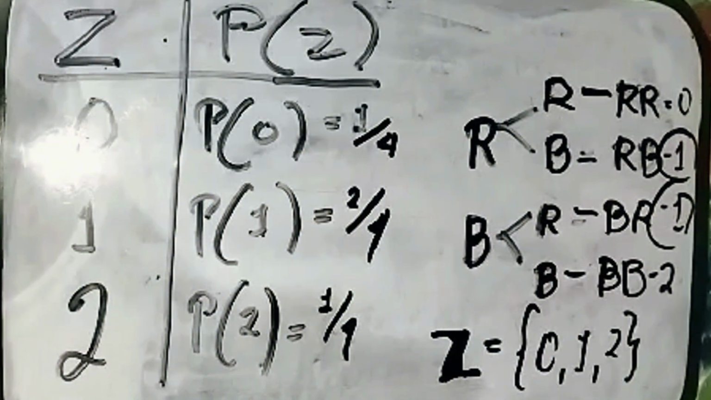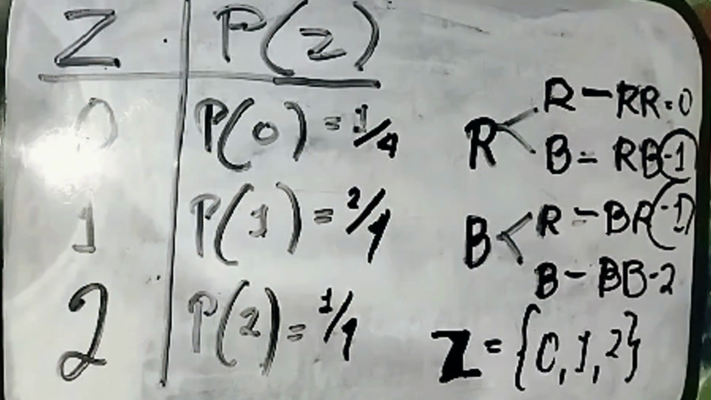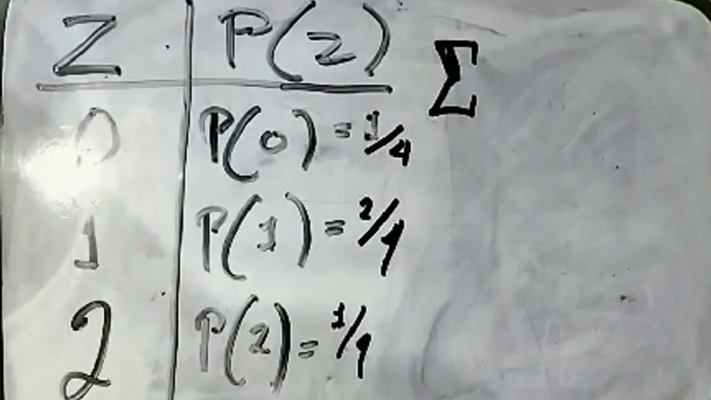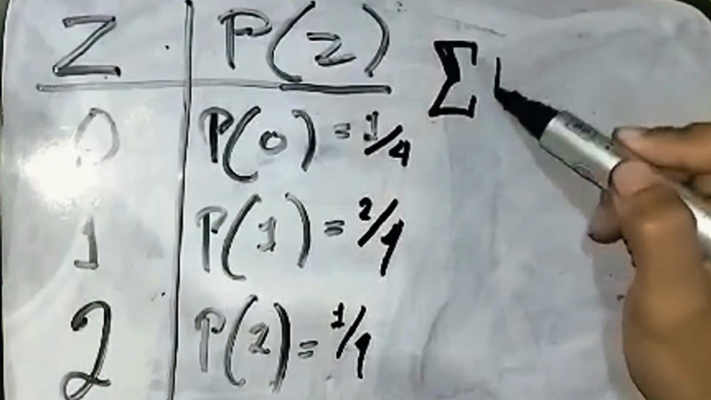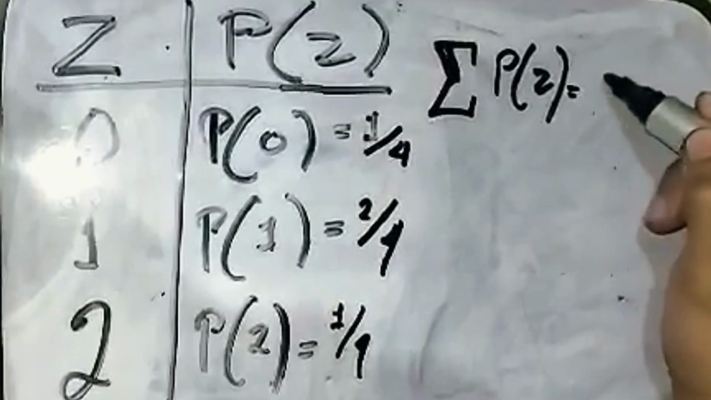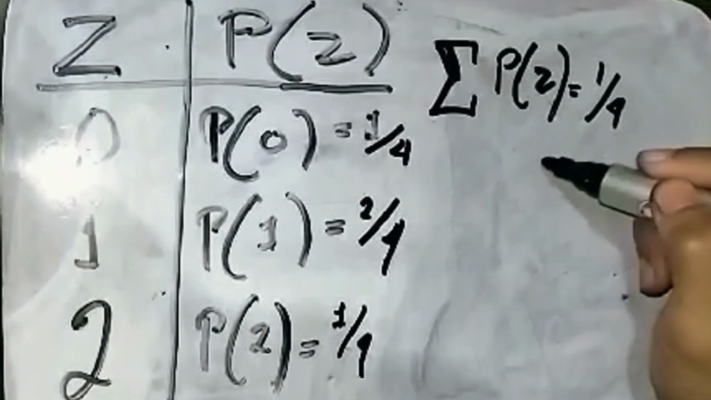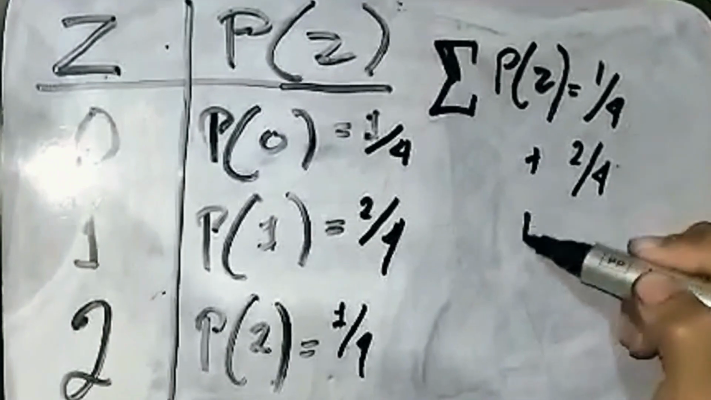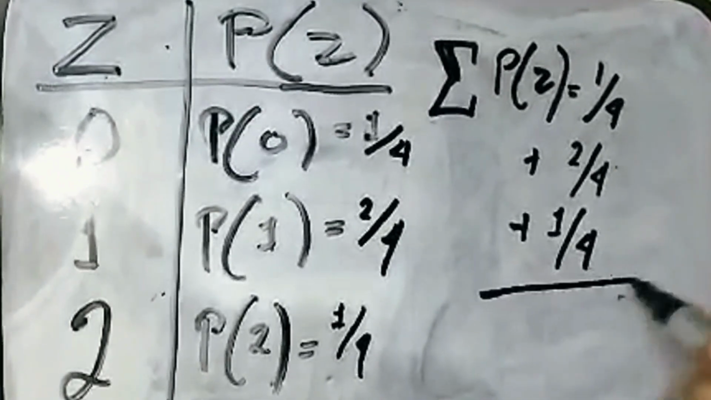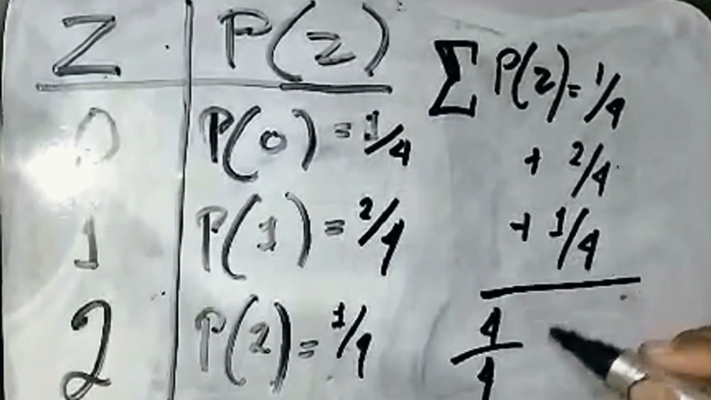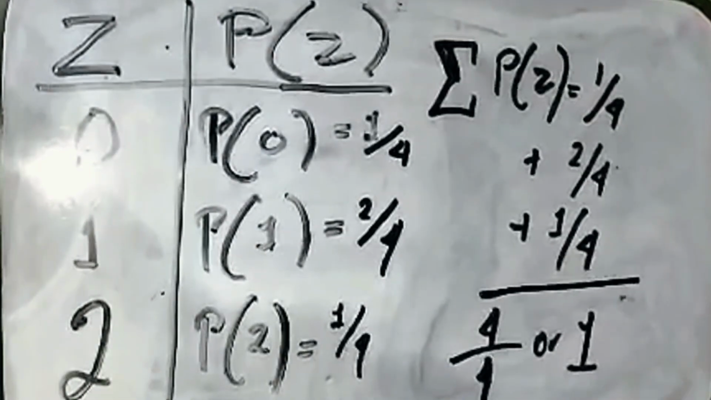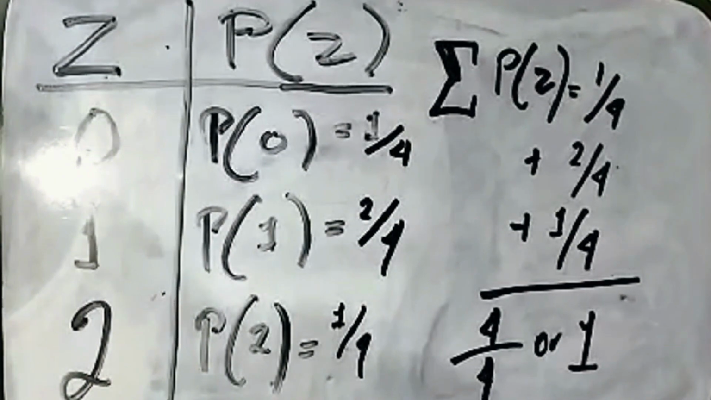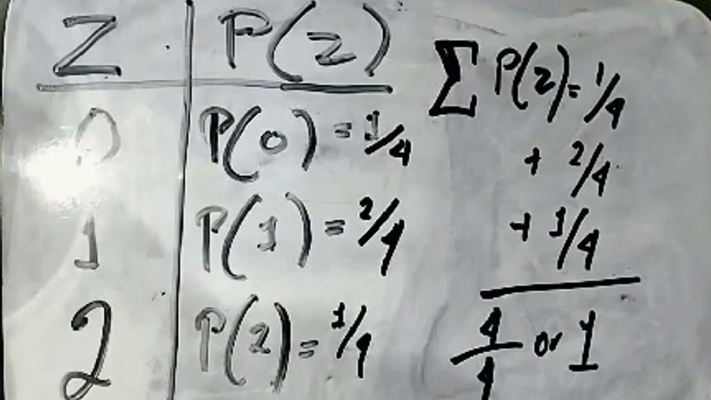And then the next step is we get the summation to prove if it is a probability distribution. So the summation of P of z is equal to 1/4 plus 2/4 plus 1/4, which is equal to 4 over 4 or 1. So as we have proven, as it is equal to 1, this is a probability distribution.